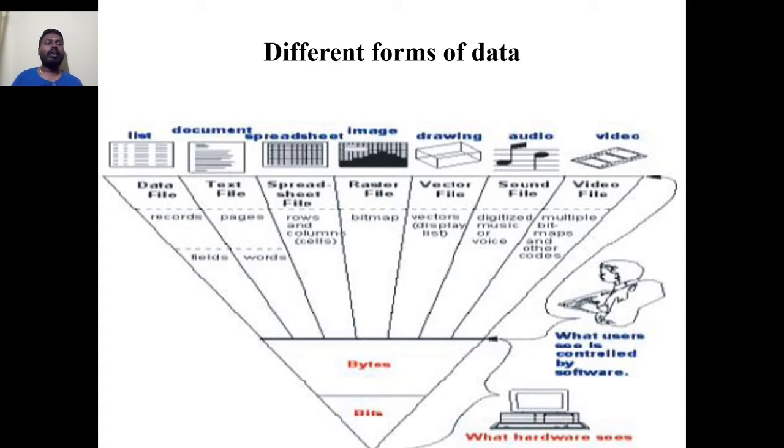Different forms of data. There are a number of forms of data available in the database. The different forms: video file, audio file, drawing, image, spreadsheet, document and text file. So these are all the different forms of data available in the database.